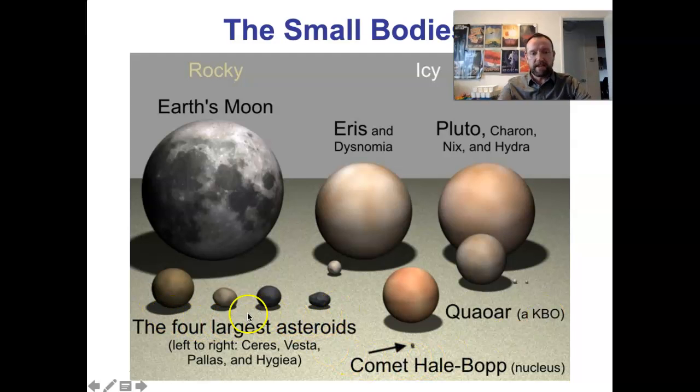Here are the sizes of the 4 largest asteroids in the asteroid belt. These are Ceres, Vesta, Pallas, and Hygeia. These are just the 4 biggest, right? Most of the asteroids are significantly smaller. And then Comet Hale-Bopp is sort of pretty typical. This is the typical size of a comet nucleus. The nucleus is the frozen part, right? If you can see through the gas of the big head and the big tail, the frozen solid part is what's called the nucleus.